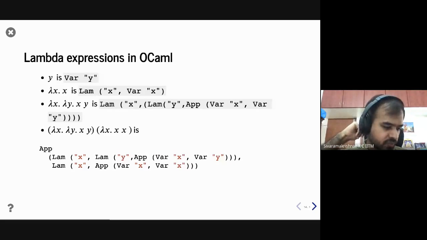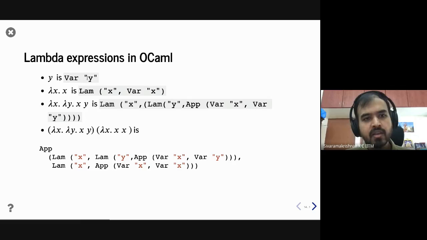Okay, so let's look at a few lambda calculus terms that you would write on paper, and then look at how those terms will appear as terms in this new type expression that we've defined in OCaml. Whenever I write a lambda calculus term, just y, that's just a variable, right? So the OCaml equivalent will be Var of y, where y is a string.